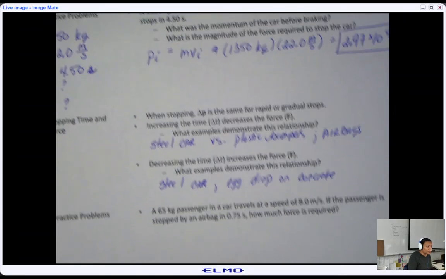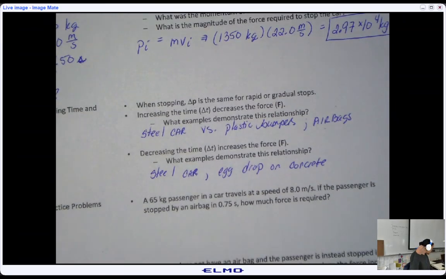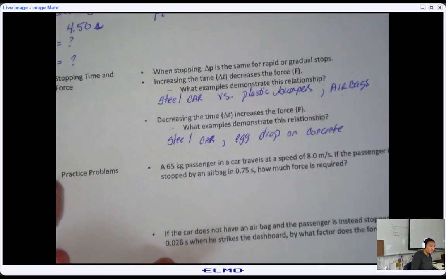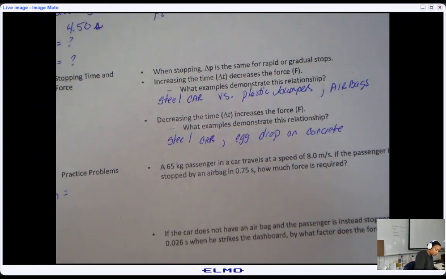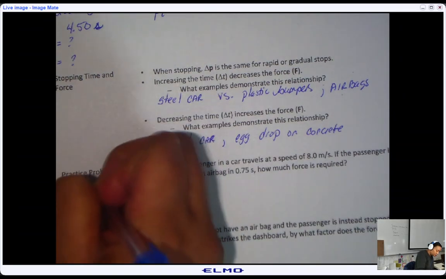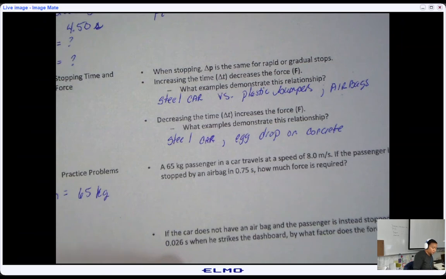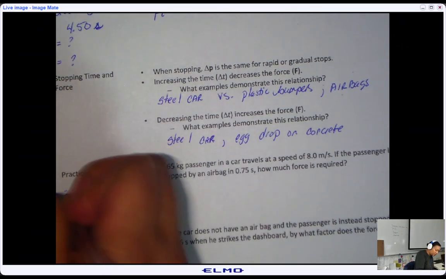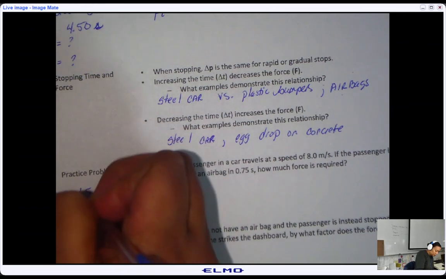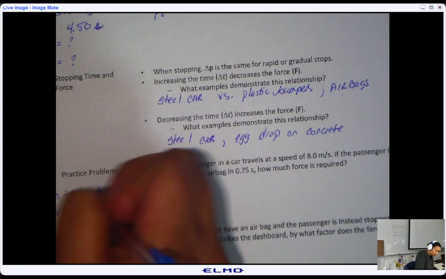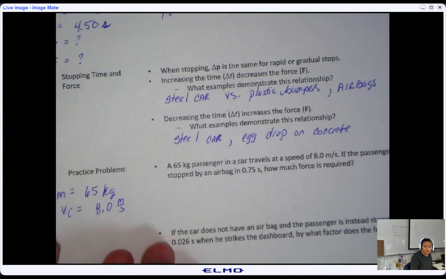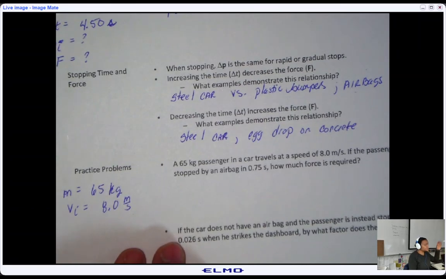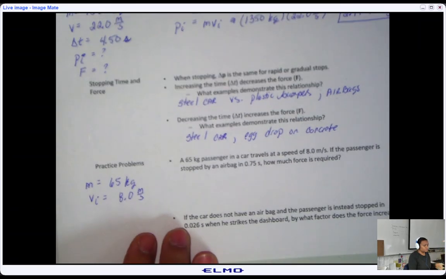All right, not the last problem, we have two more. So a 65 kilogram passenger in a car travels at a speed of 8 meters per second. So go ahead and make your list. Travels at a speed, and I'm going to put V initial, meters per second. I still need to go back up and complete the other problem. Go ahead and write this down.